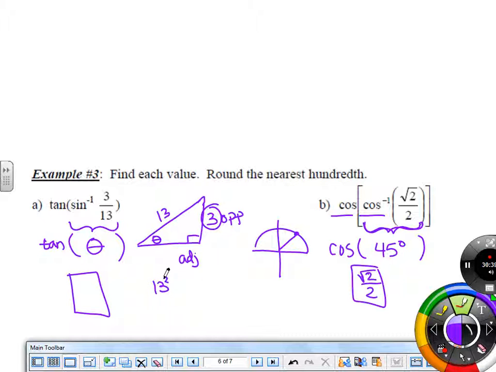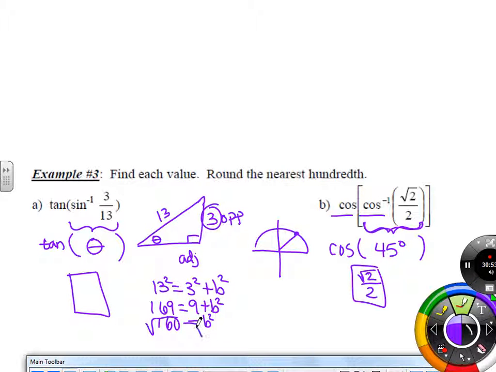So 13 squared equals 3 squared plus b squared. So b squared is going to equal 160. So b is going to equal whatever the heck the square root of 160 is. We're just going to leave it in simplified radical form if we don't have a calculator, okay? So if I break down 160, I don't know, I get 16 and 10. And 16 is 4 and 4. So there's a perfect square. So I would have 4 rad 10. I'm just going to put that there.